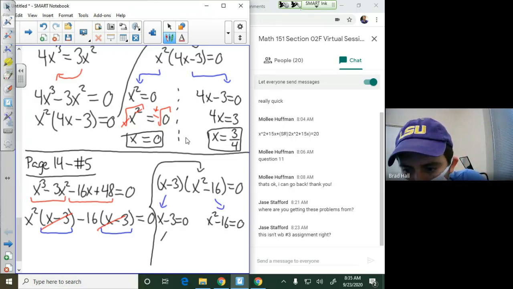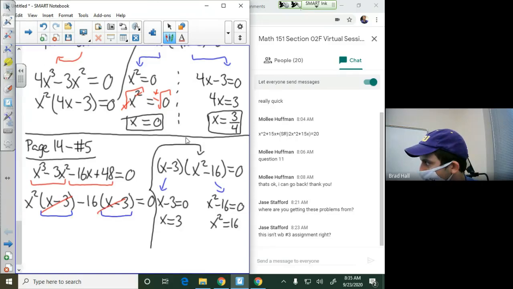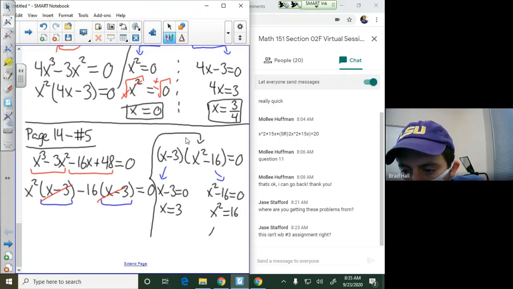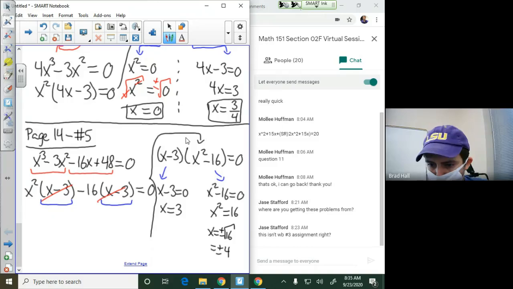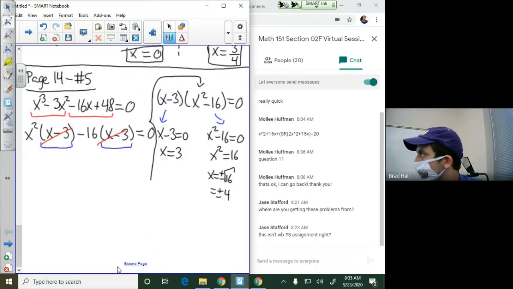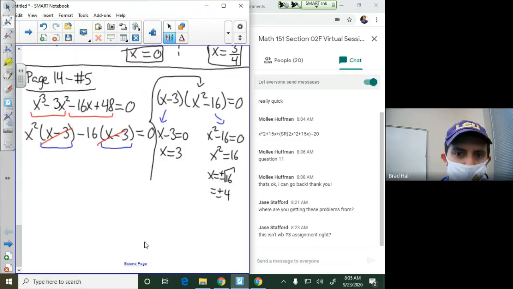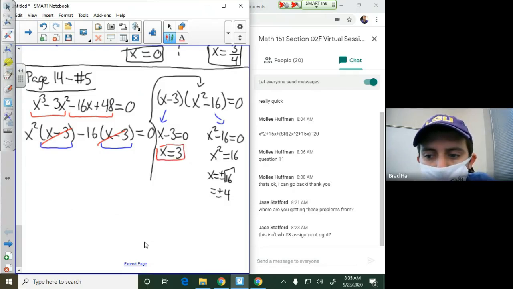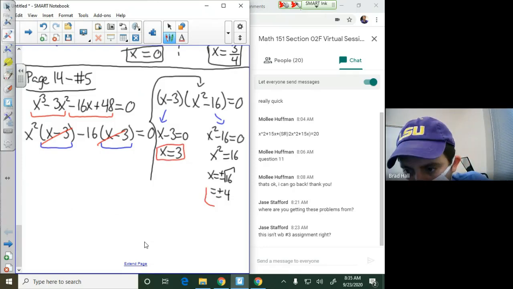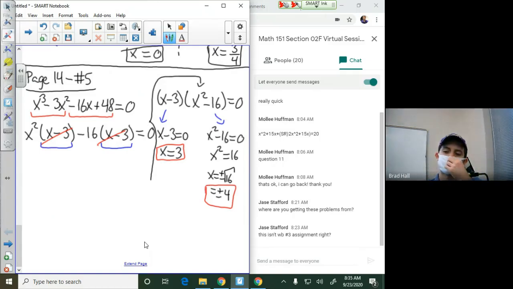So one of them is pretty quick to figure out. Then the other one takes a second. But we get 3 answers. Don't forget, we take these square roots, which means we have to induce the plus or minus. The square root of 16 is 4, so we get plus or minus 4.